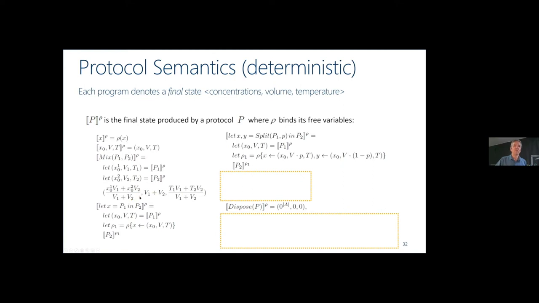And similarly, you can do the same kind of computation for splitting. In this case, when you split, the concentrations do not change. The volumes get split proportionally and the temperatures do not change. So that's all very easy. But there are two missing pieces which I will fill in later, which will tell you what happens when you equilibrate and so on. But the basic protocol language has a very simple semantics, which is, again, you can compute the result of the protocol if you know the initial conditions of all your samples.